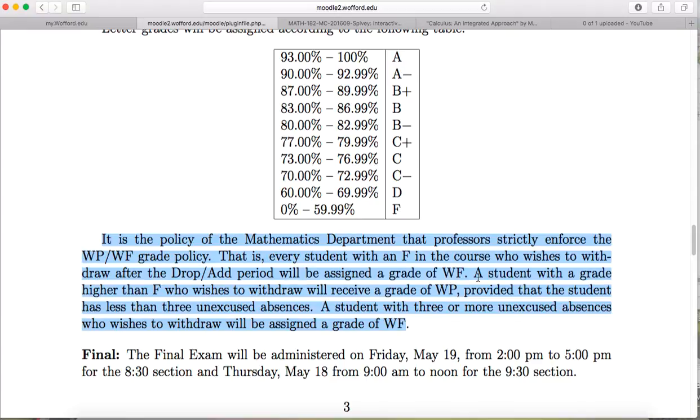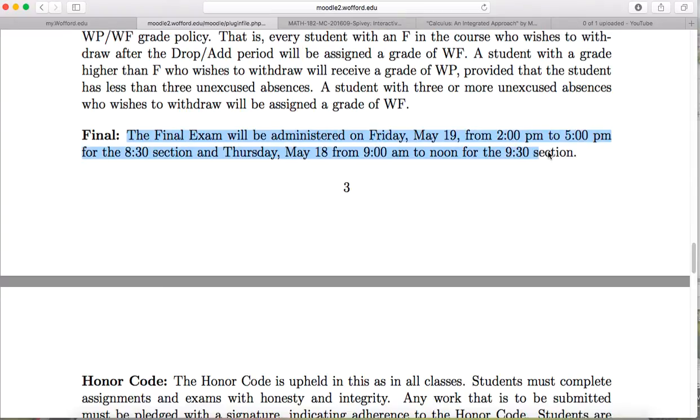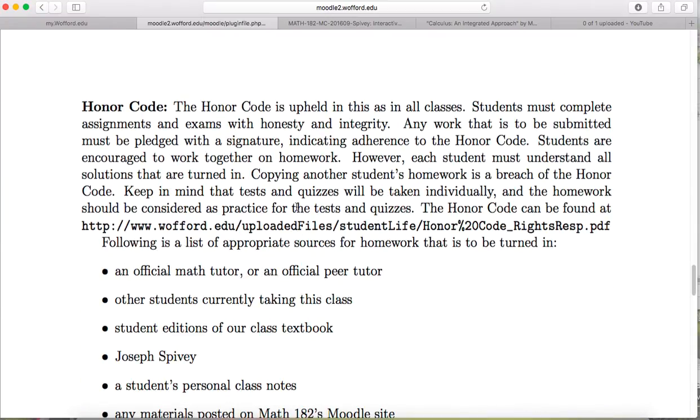The reason that the mathematics department enforces this policy is just to ensure that students are doing their homework. So if you're doing your homework, you're going to be passing the class. There's going to be nothing to worry about. So again, this is just to ensure that students are doing their homework. That's really all it's about. Okay, so there's some information about when the final exam takes place, so take a look.